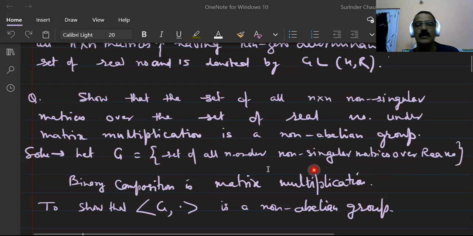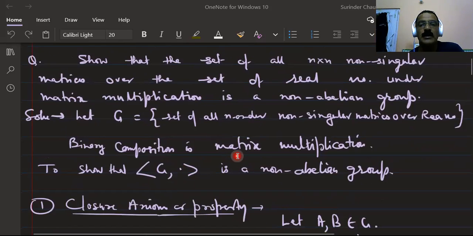Means the elements of the set of matrices we have considered are real numbers and the matrices are non-singular. All the matrices are square matrices of order n, and the determinants of all the matrices which we have considered in this set are non-zero. And the binary composition given on this set is usual matrix multiplication.